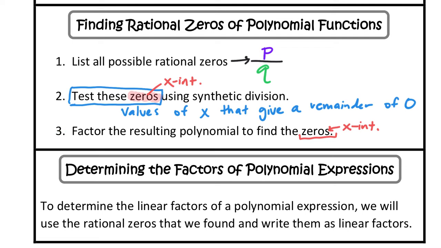Okay, and the second example that we're going to work on is we're going to determine the factors of polynomial expressions. To determine the factors of a polynomial expression, we will use the rational zeros that we found and write them as linear factors. So we're basically going to do this process, steps 1 through 3. But then after we get our answers, we're going to write them as factors.